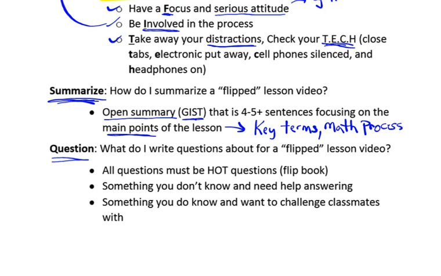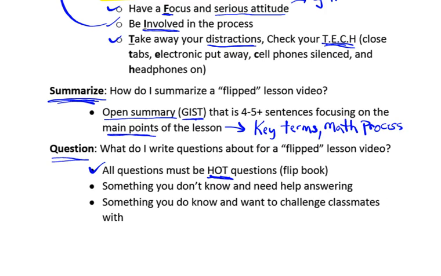All right. So what do I write questions about for a flipped lesson video? This is something that my students struggled with last year, so I'm hoping we get a little bit better with it this year. First of all, everybody has a flip book located in the front of their composition notebook with question starters. I would like you to make sure that when you write a question at the end of the lesson, you try to target questions that we consider hot questions. And if you're using your flip book, then those question starters help you develop higher order thinking questions. So you're going to focus on using those question starters.